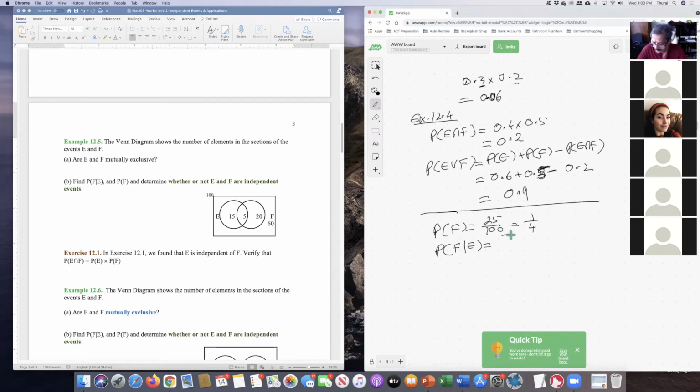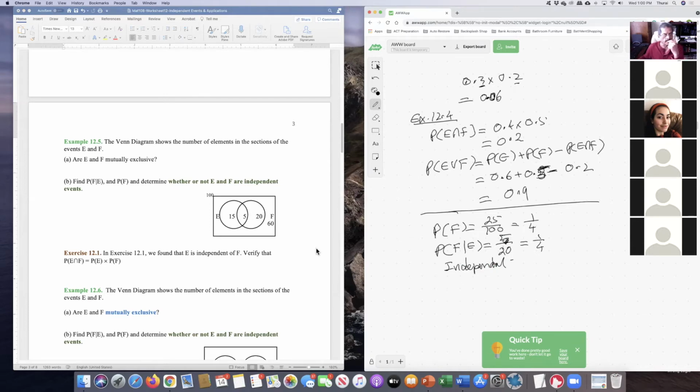Now, this is not the first time we are doing this. We did this before, except with independent events. We did find conditional probabilities from a Venn diagram before. So it's 5 over 20, which is equal to 1 over 4. So you can see that probability of F given E and probability of F are equal. So therefore, independent is the conclusion. They are independent.